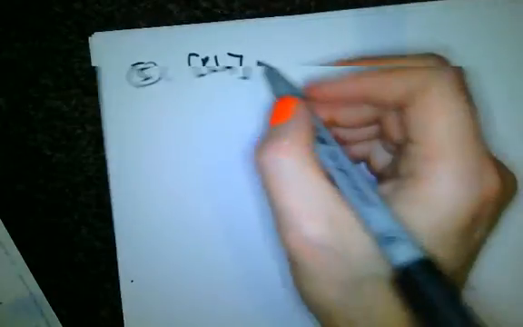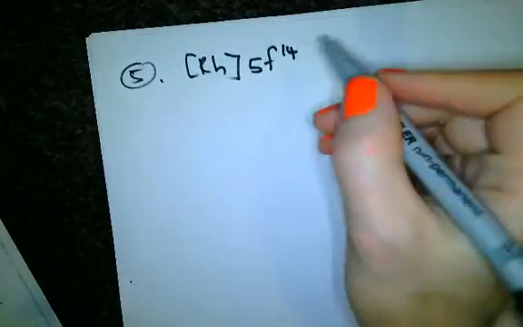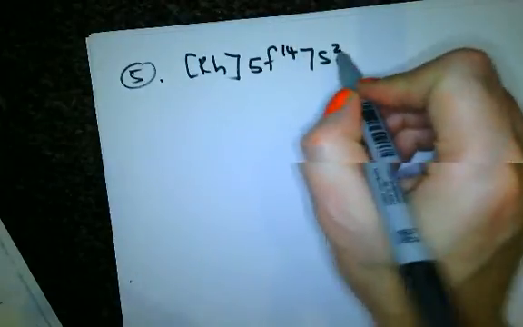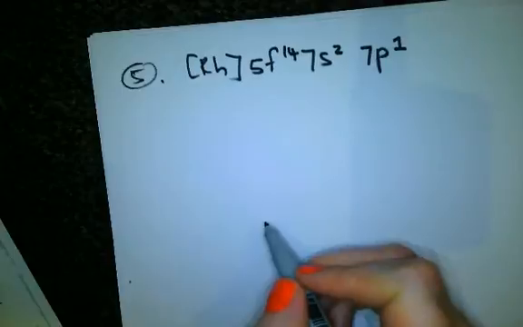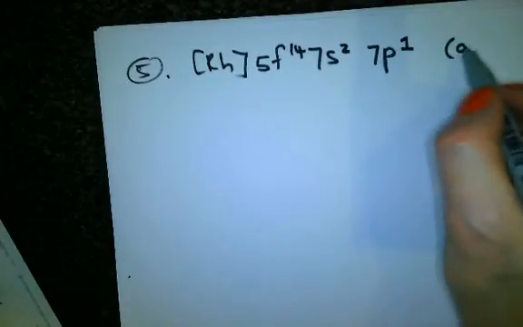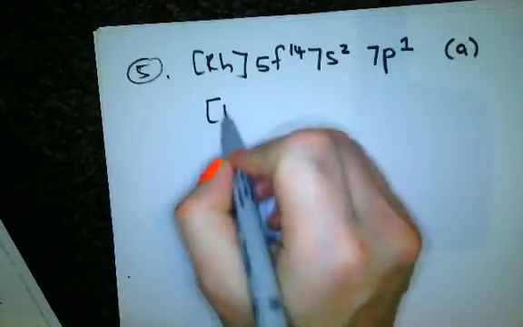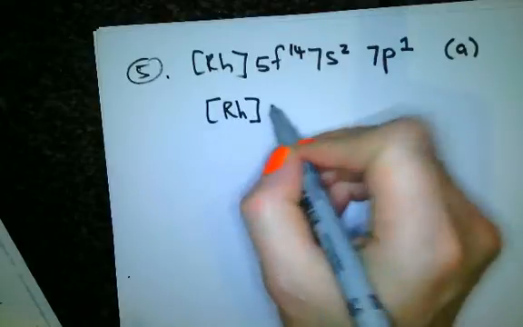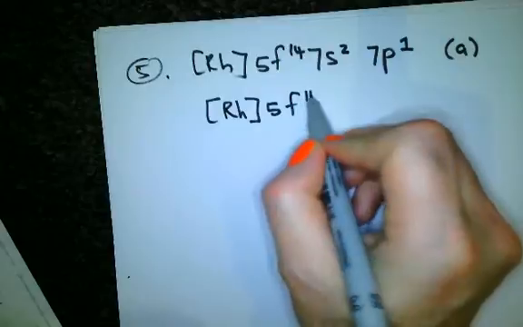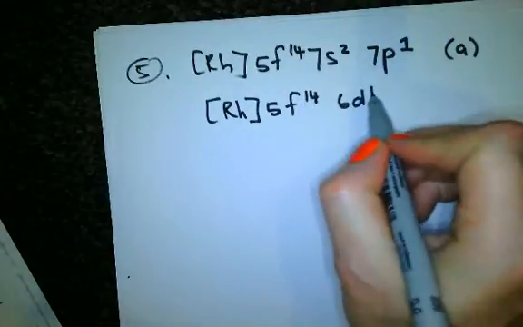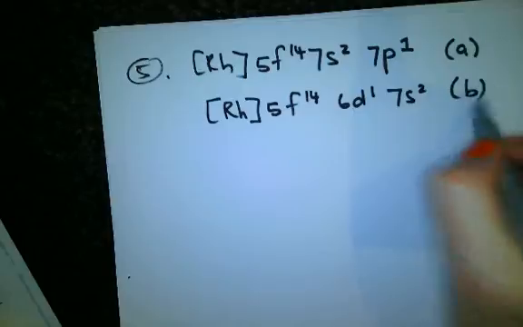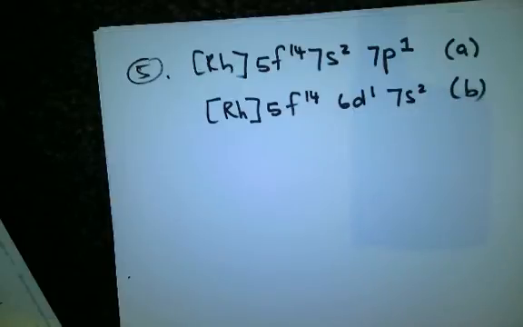So we have two possible configurations. The first one looks like that. Let's call that configuration A. The second possible one, which we call configuration B, looks like that. And we want the term symbols for both of these.